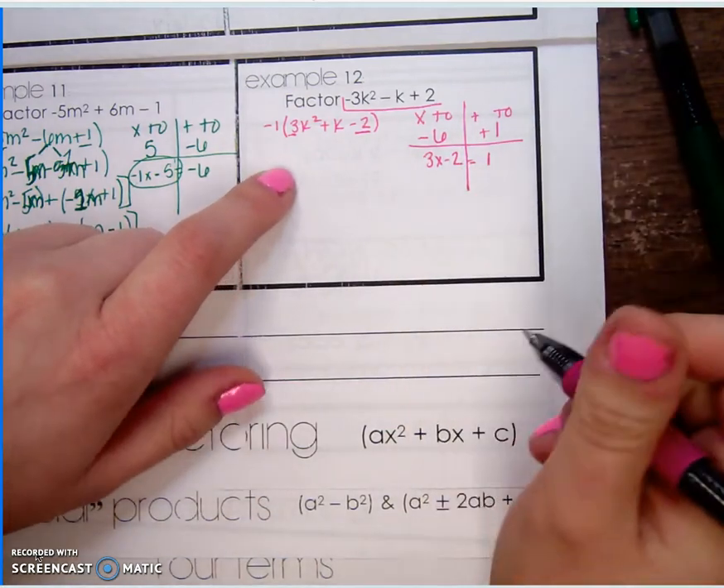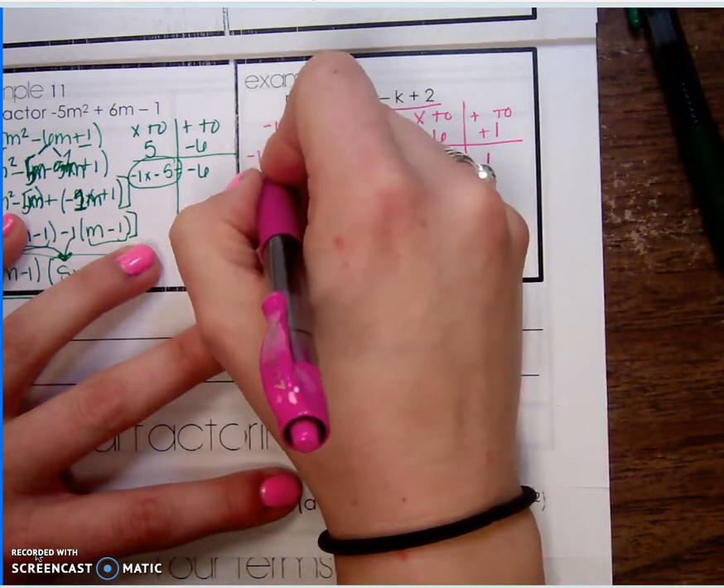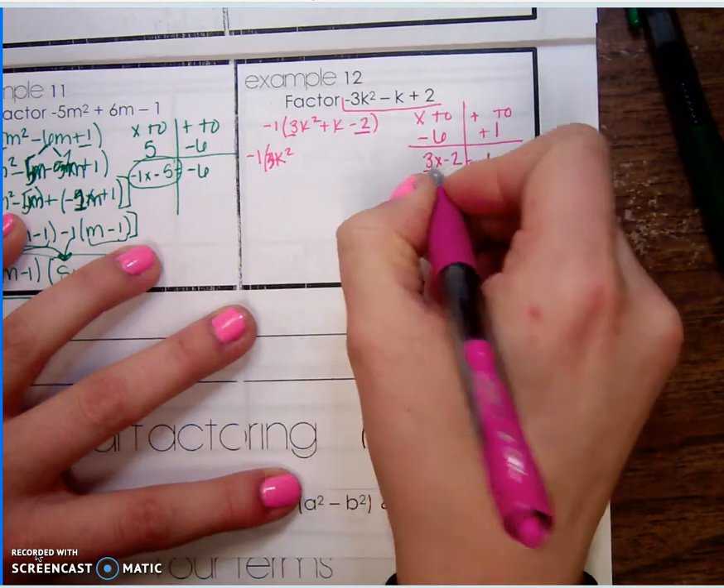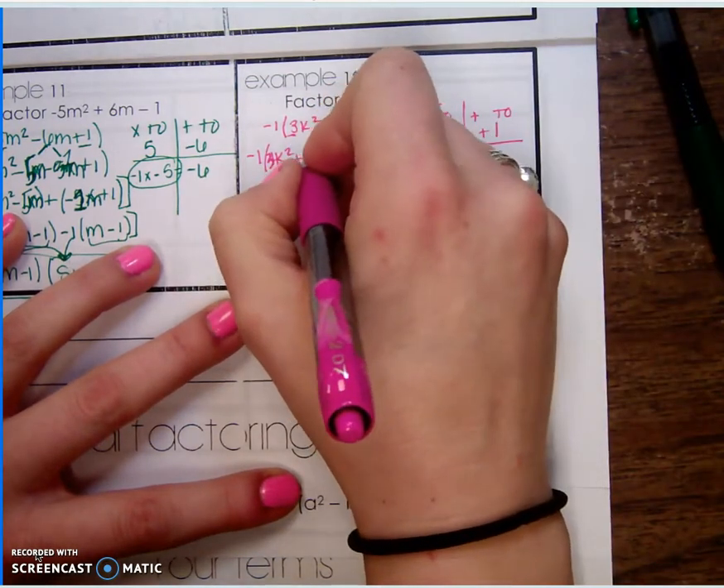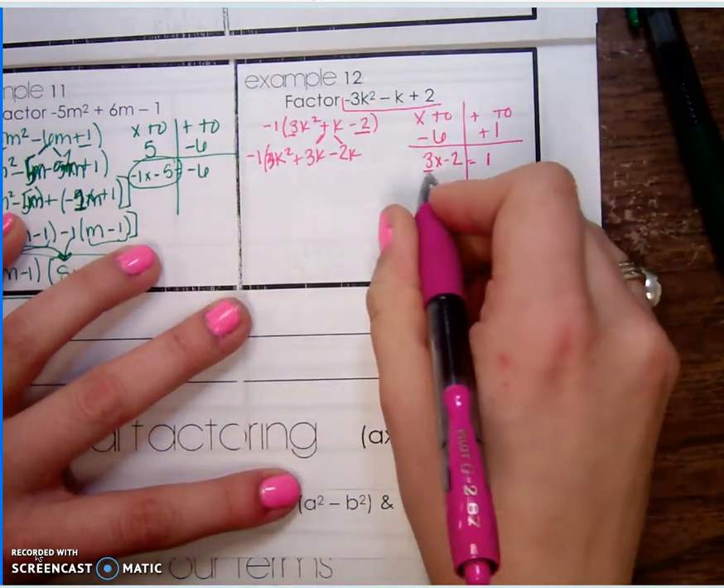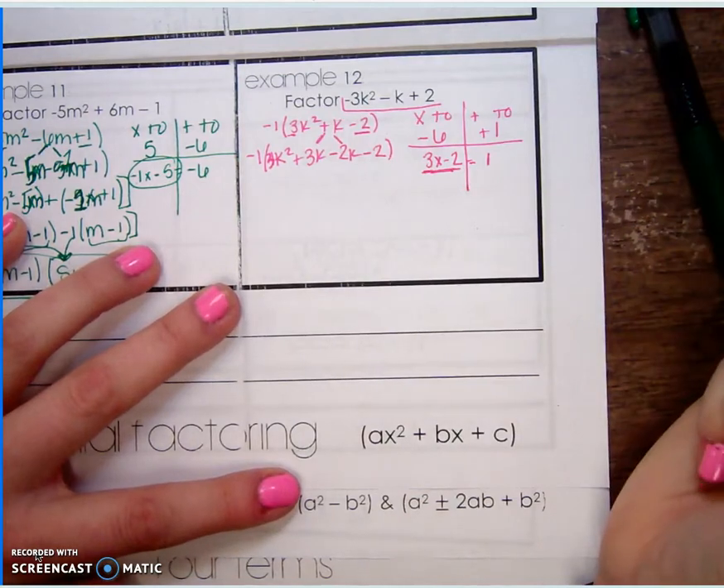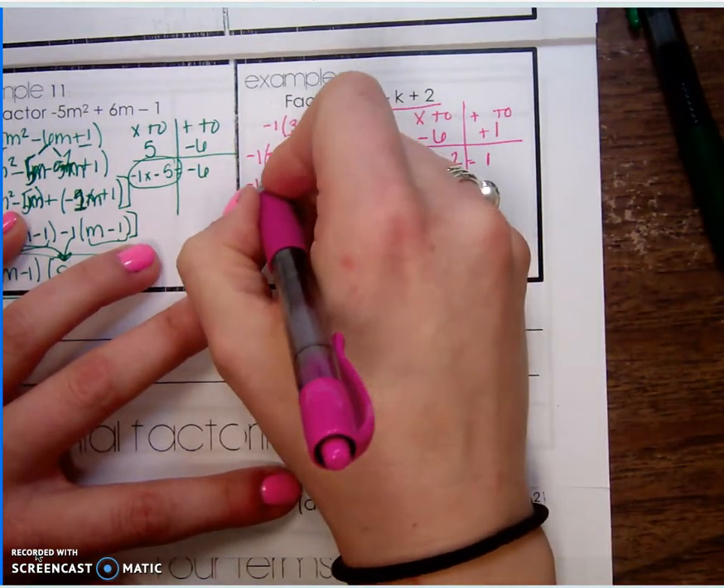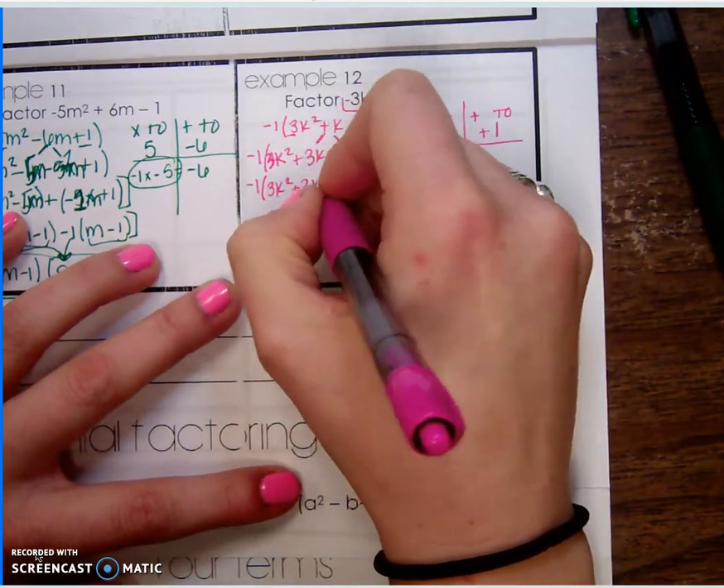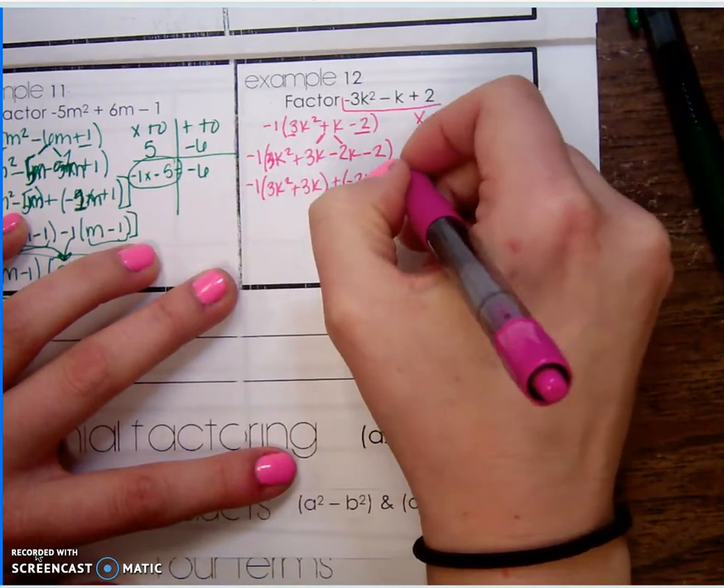Okay. All right, so then split up that k. Negative 1 times 3k squared, and I have a positive 3k, and I also have a negative 2k. Okay, those are my two factors that I used. And then minus 2. Okay, and then split it up. 3k squared plus 3k. And then I also have a plus negative 2k minus 2.